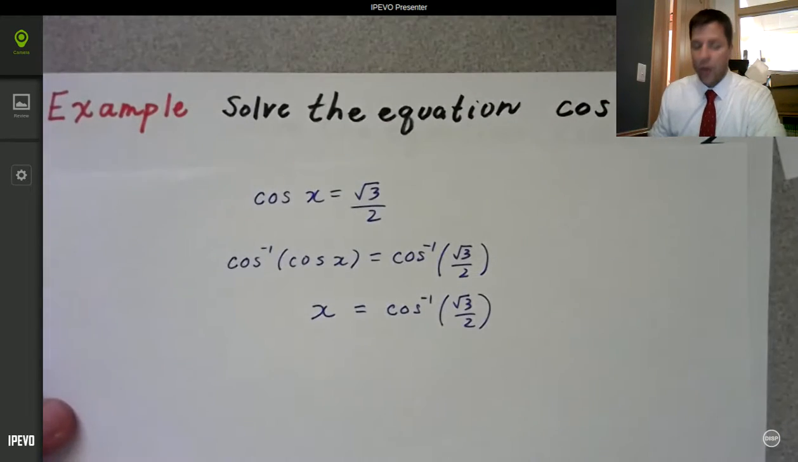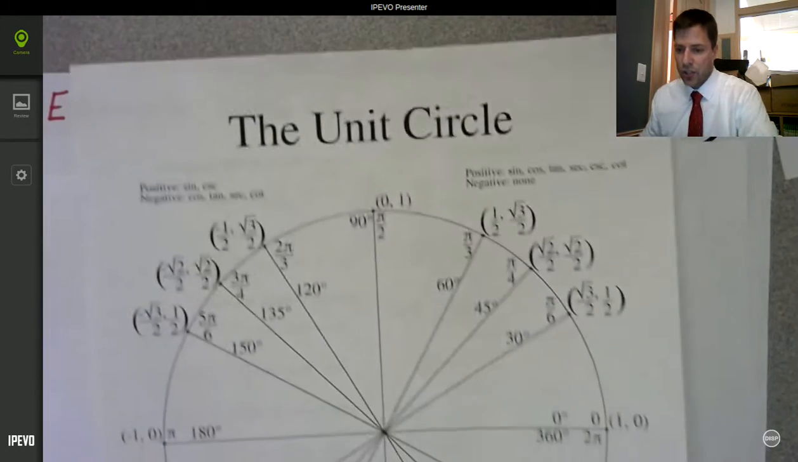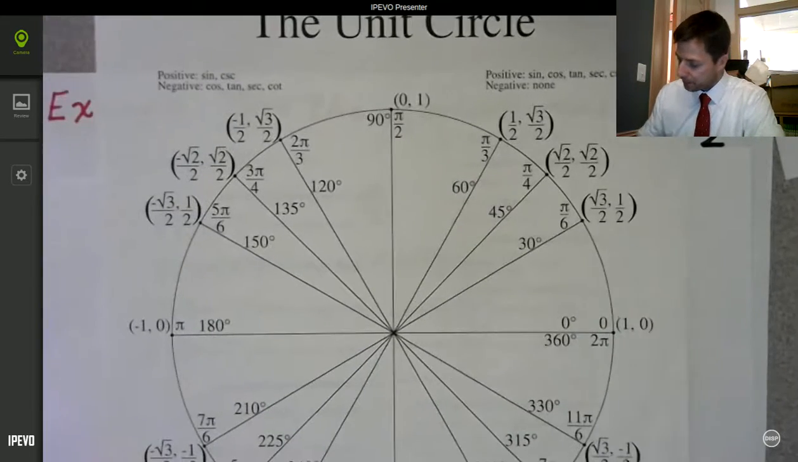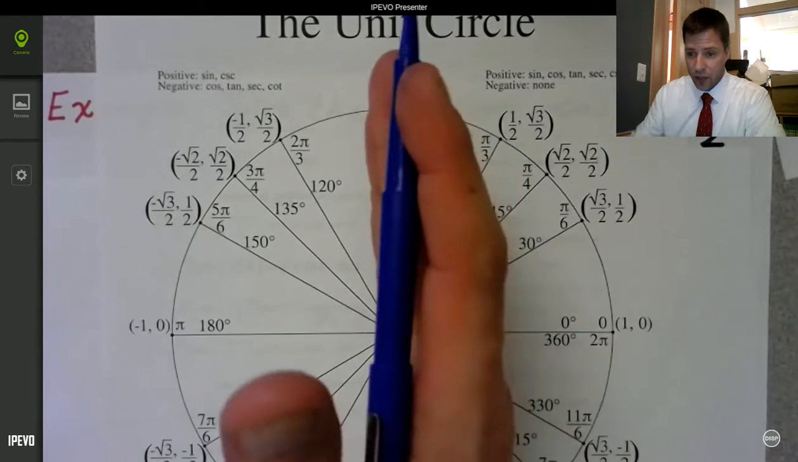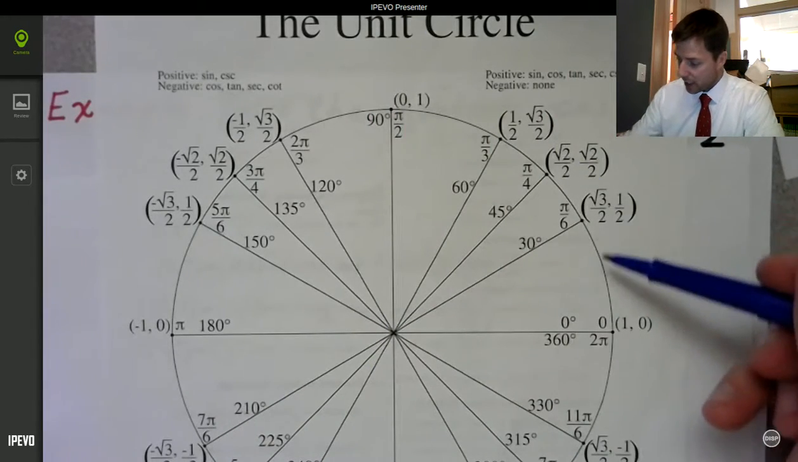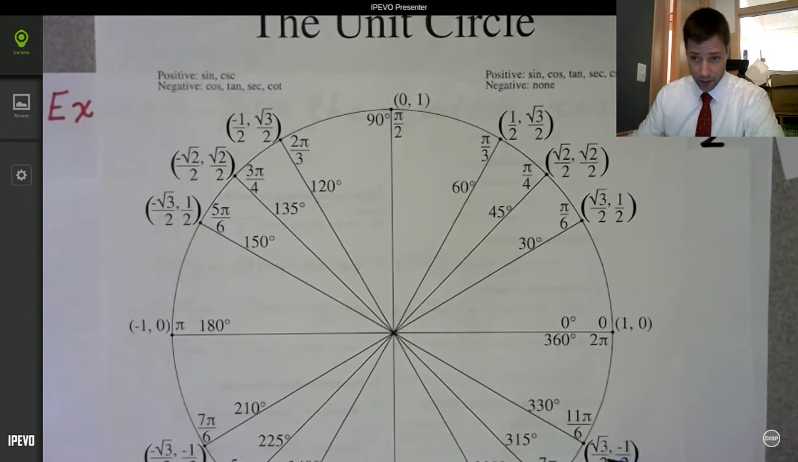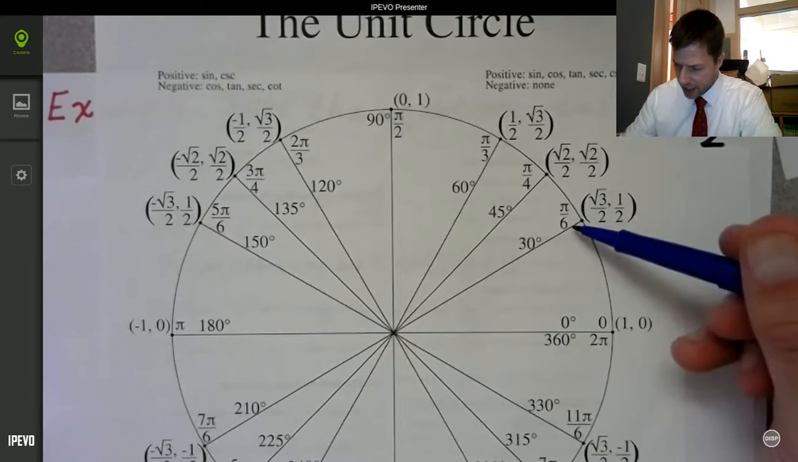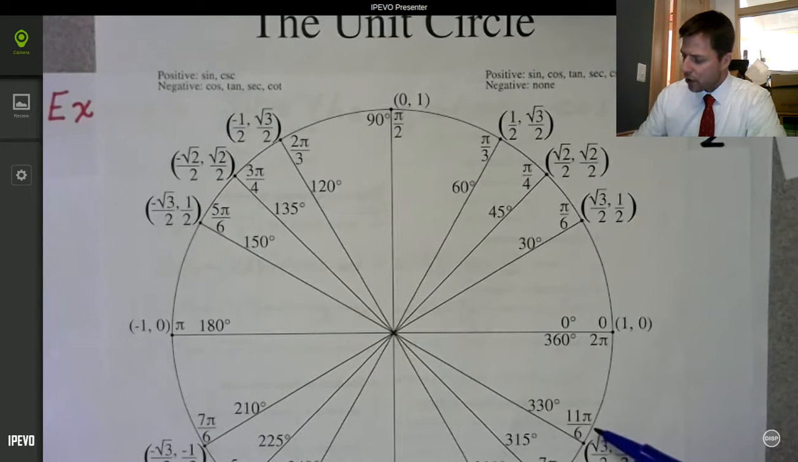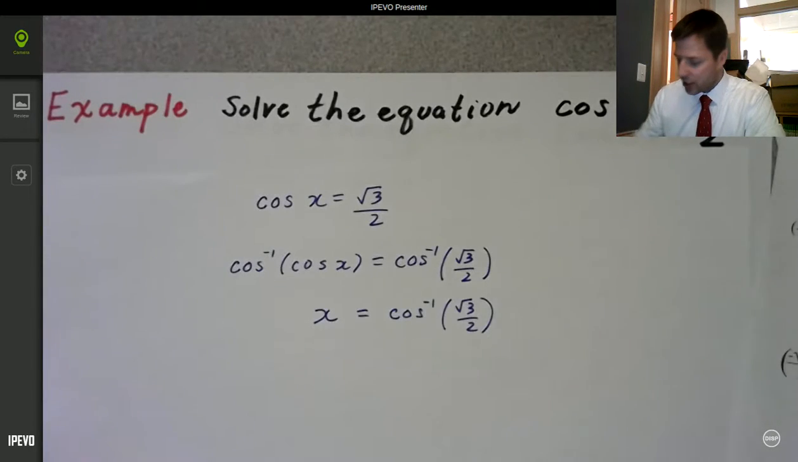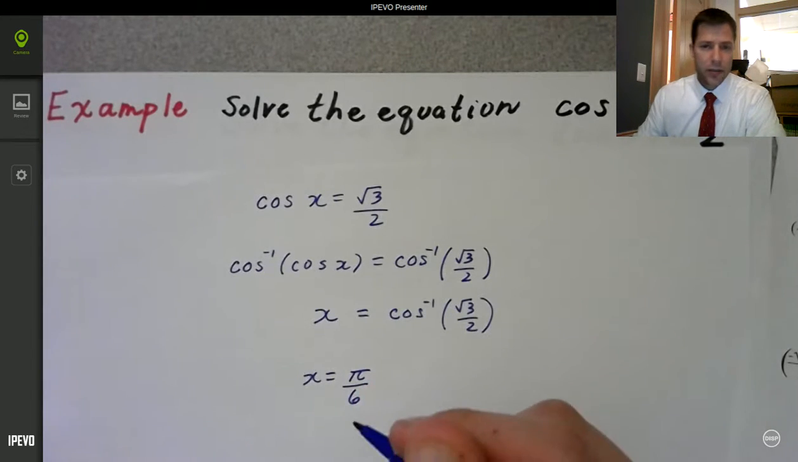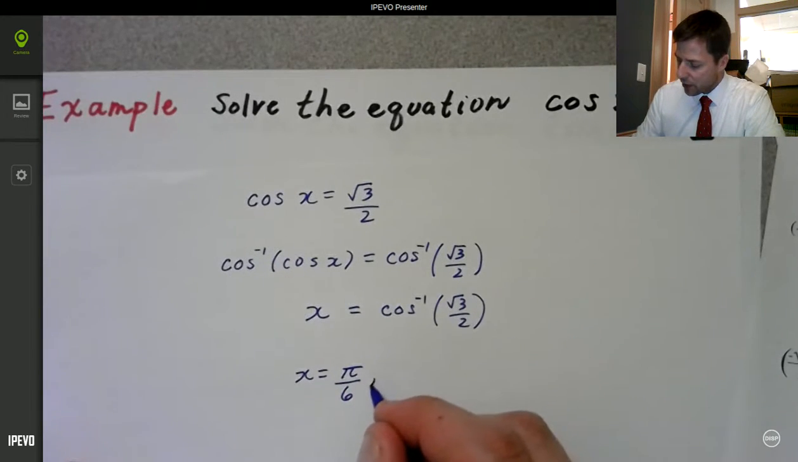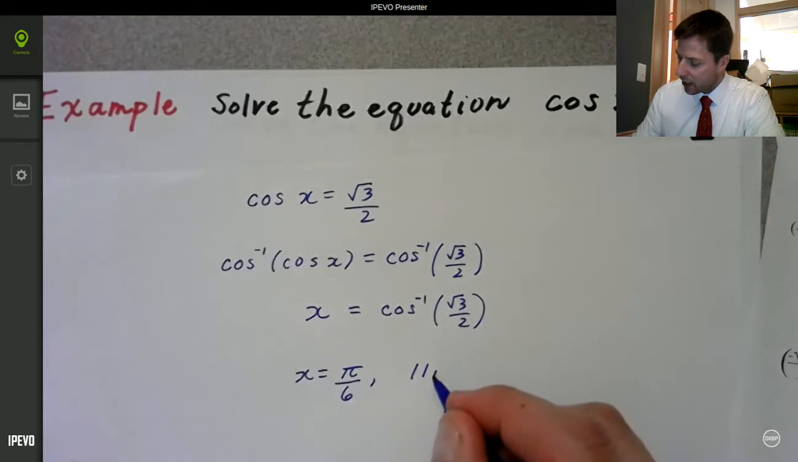Now I have to ask myself, what angles on our unit circle give me root 3 over 2? I see it here at 30 degrees. There's the x coordinate, and remember, the x coordinates are positive only on this half. So it's root 3 over 2, or excuse me, pi over 6. And then down here, root 3 over 2 also happens at 11 pi over 6. So my solutions here are x equals pi over 6, where root 3 over 2 occurs for the x-coordinate for cosine, and 11 pi over 6.